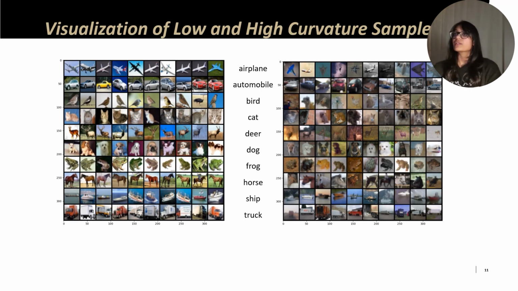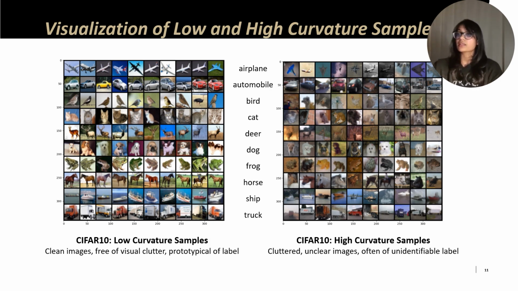We now visualize what these samples look like. On the left, we have the 10 lowest curvature samples per class, and on the right, we have the 10 highest curvature samples per class. If you look at this image, we can clearly identify some emergent properties. The low curvature samples are clean images in the sense that they're free of visual clutter, they're quite prototypical of their label, and there are no occlusions.